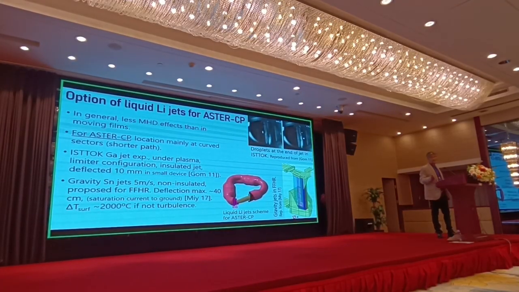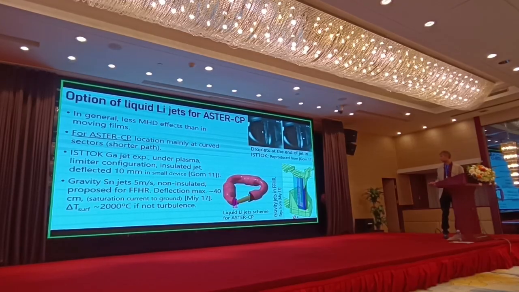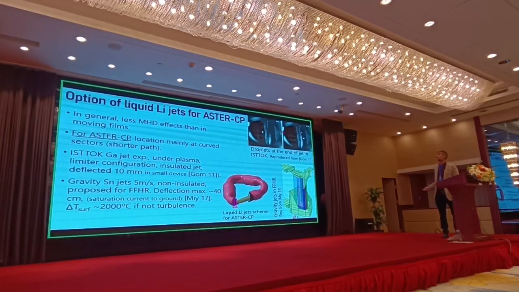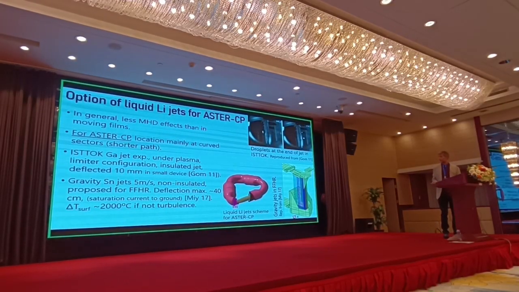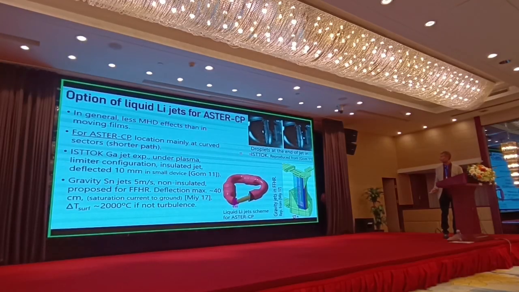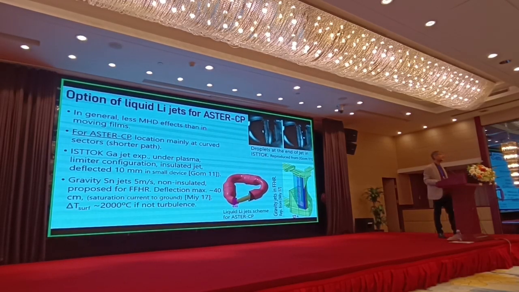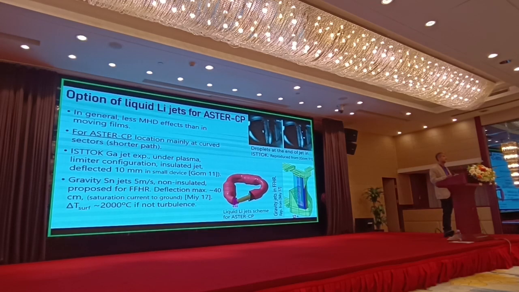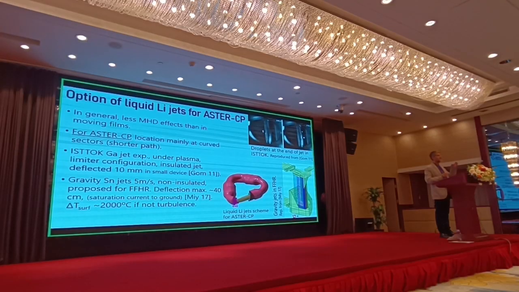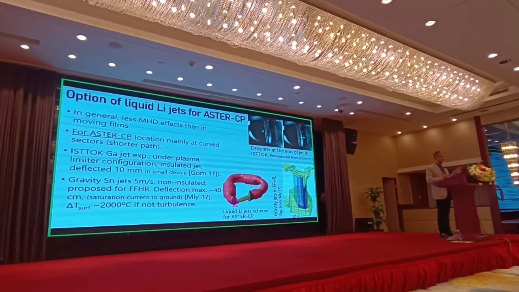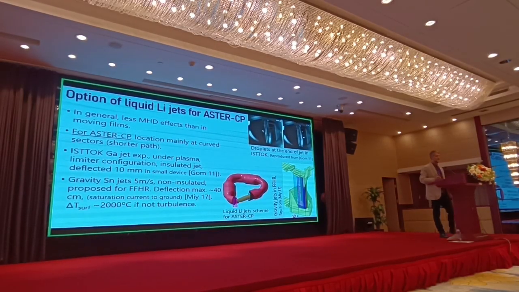Another option are liquid lithium jets, as proposed, for example, in the FFHR, the force-free helical reactor. But we know from TJ-II that the deflection of the jets was 10 millimeters for this small device, and this is a lot, even if they were insulated. And for gravity jets here in the force-free helical reactor, they calculated a deviation of 40 centimeters. And also the implicit temperature of the jets was 2000 degrees centigrade, that is very much, if there is no turbulence or surface convection.